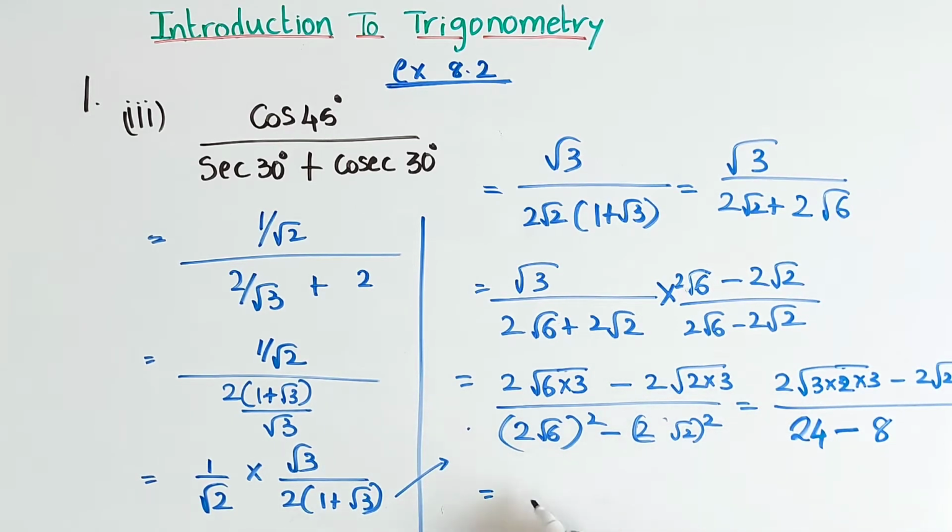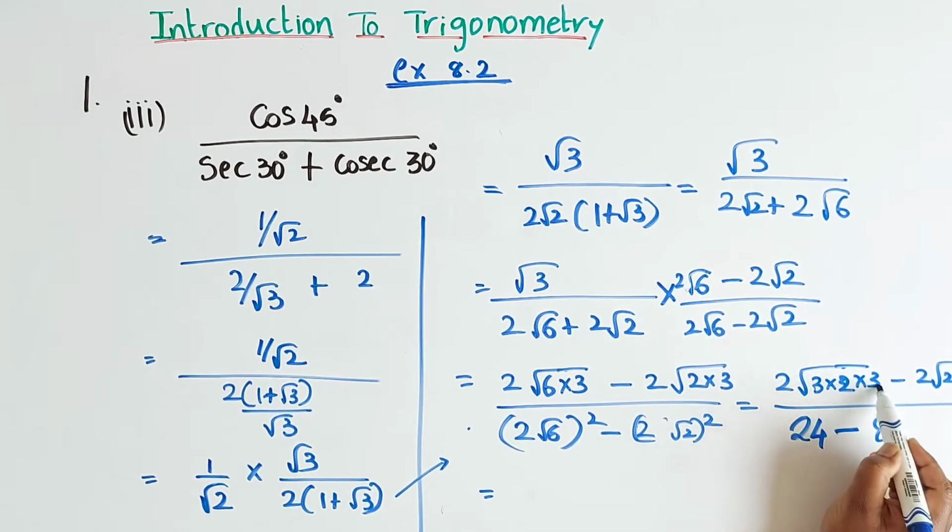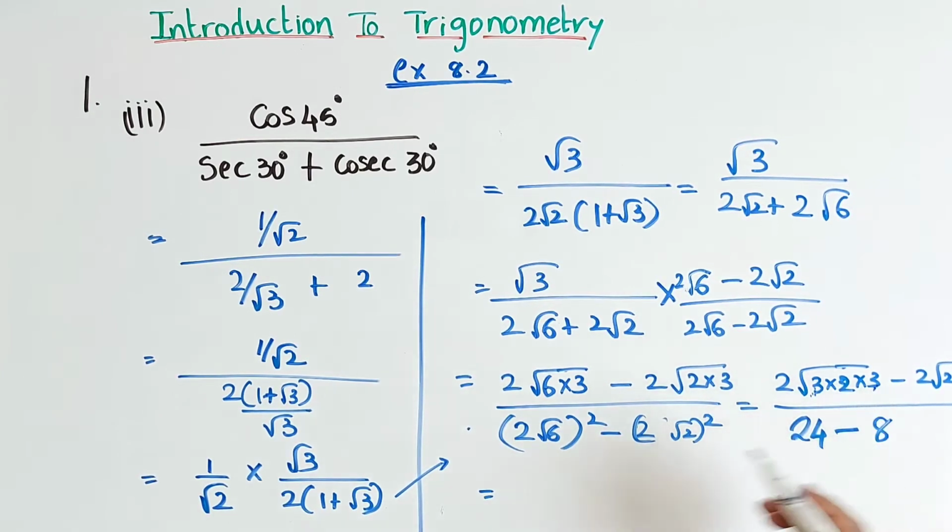Now you see in the numerator 3, 3, that means 3 square is inside the root. We can take it out. 2 into 3 will come outside and root 2 will be there. Minus here 2 into root 6, divided by 24 minus 8, which is 16.